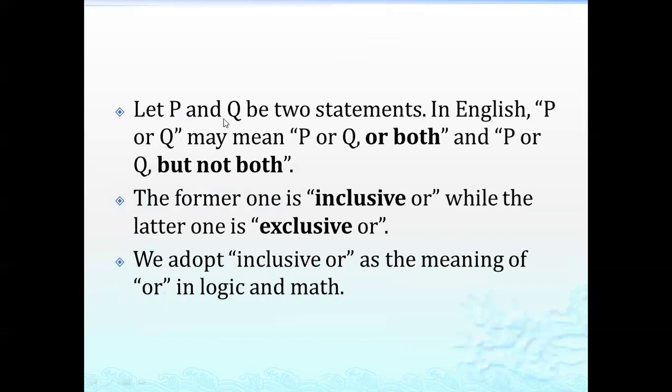Let P and Q be two statements. In English, "P or Q" may have different meanings. It may mean P or Q or both, and it may mean P or Q but not both. The former is inclusive OR, while the latter is exclusive OR. If you know some logic, we adopt inclusive OR as the meaning of OR in logic and math.